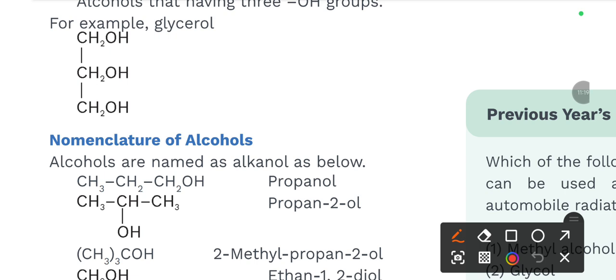Let us take the first example. In this first example, we have 3 carbons. As there are 3 carbons, so it is propane. A chain of 3 carbons is propane. As OH is attached on the first carbon, wherever OH is there, we name it as ol. So this comes out to be propanol. As this is on the first position, we need not mention the position. If you mention the place, 1-ol, that is also fine. If you directly write propanol, that is also perfectly right.